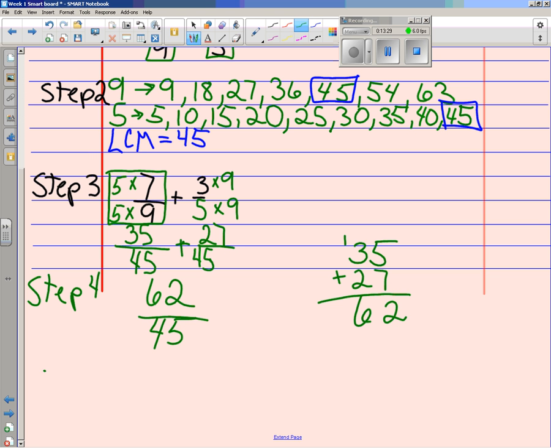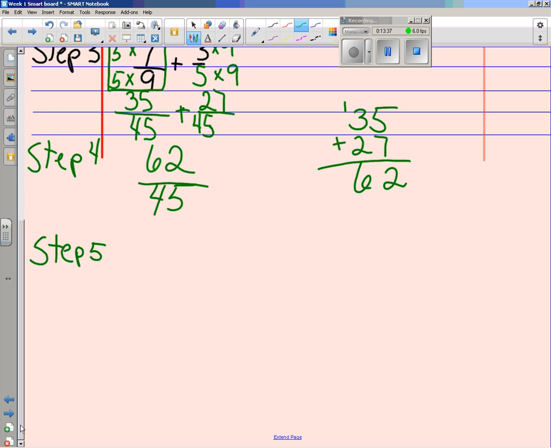Step 5. Don't forget, guys, pause and go back if you are confused. Step 5 says to simplify. And in this case, I have an improper fraction. I think the best thing for me to do first would be to turn this improper fraction into a mixed number. The way you're going to do that, look at your denominator. How many times does 45 go into 62? Hopefully that's pretty simple for you. It goes in once. That's going to be the whole number of my mixed number.